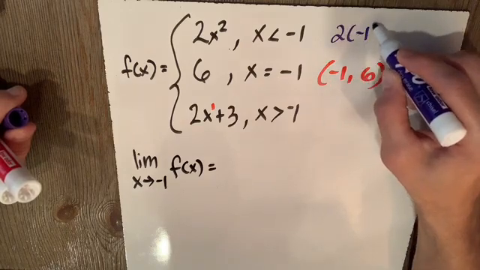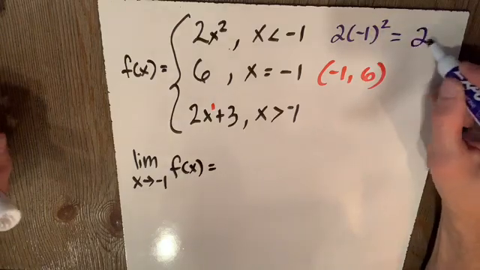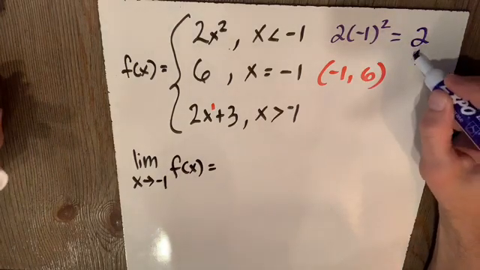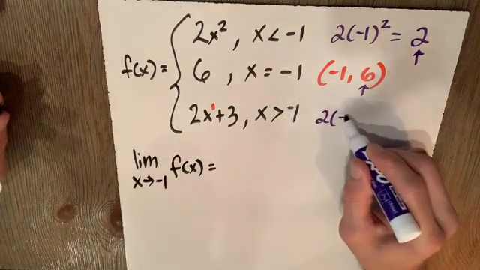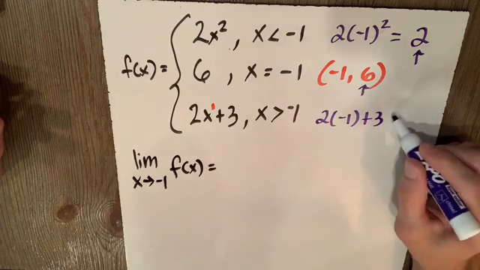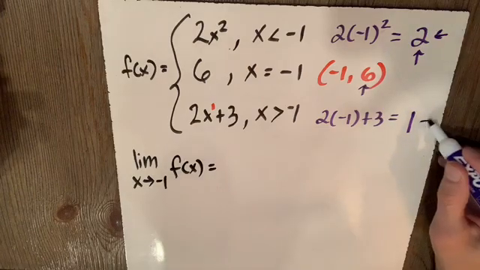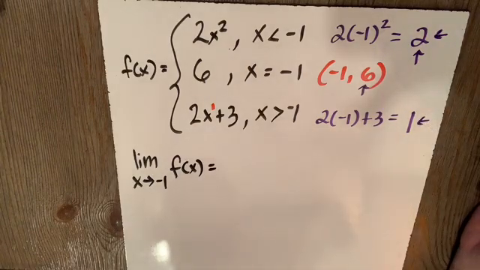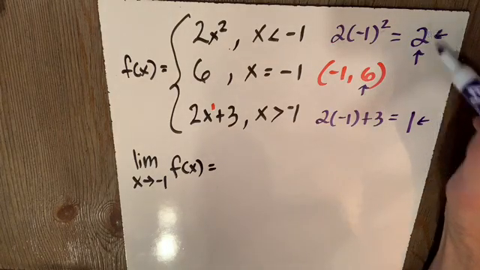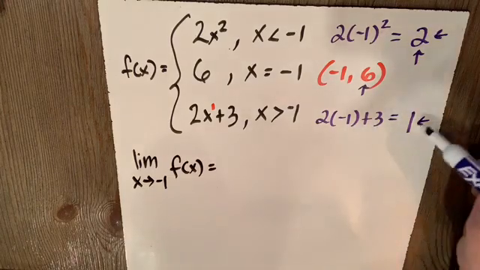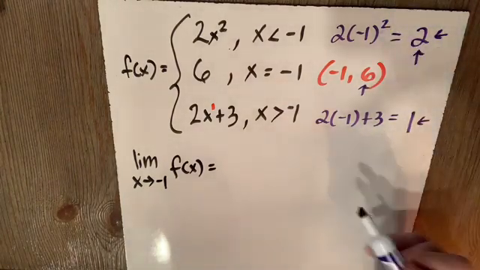2 times -1 squared. Where is y heading? -1 times -1 is 1, times 2 is 2. Y is heading towards 2. Y is at 6. And if I put a -1 in here, 2 times -1 plus 3 gives us -2 plus 3, which is 1. So look, the y values from the left and right are heading towards different values. As x heads towards -1 from the left, y is heading towards 2. As x heads towards -1 from the right, y is heading towards 1. And the actual value is 6 there because we've got holes here and here.